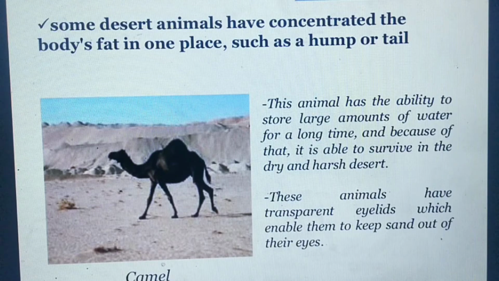So the ship of the desert is a camel, and the camel has the ability to store large amount of water for a long time, and because of that it is able to survive in dry and harsh desert. These animals, that is the camels, have transparent eyelids which enable them to keep sand out of their eyes.